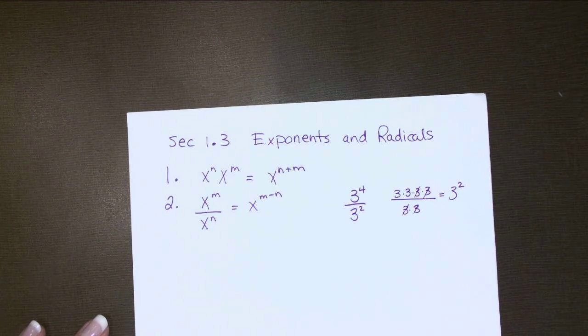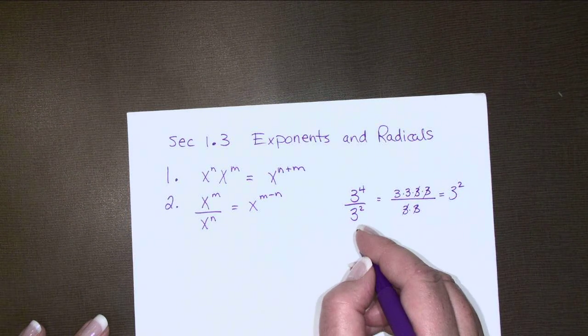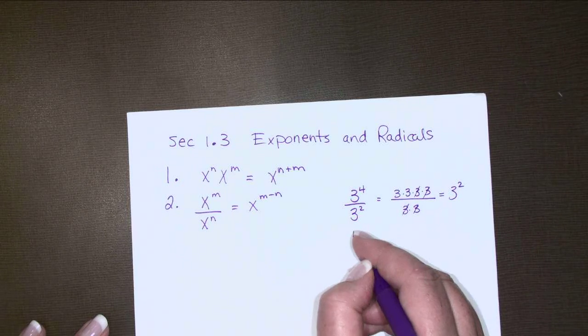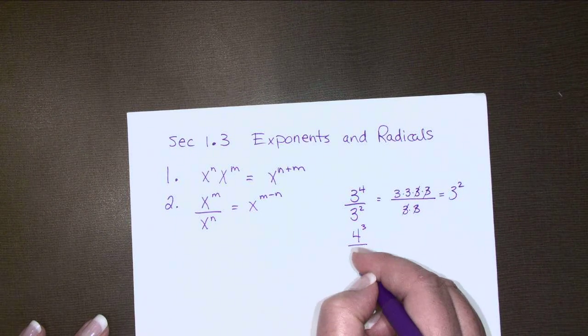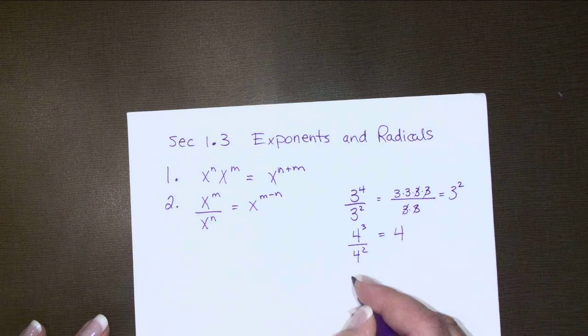I often think of that, instead of subtracting the exponents, as canceling out the ones that don't match. That also could go the opposite way. If we had, say, 4 cubed over 4 squared, there's 3 4s on the top and 2 on the bottom. So how many of them would cancel? 2, and how many would you have left? 1.